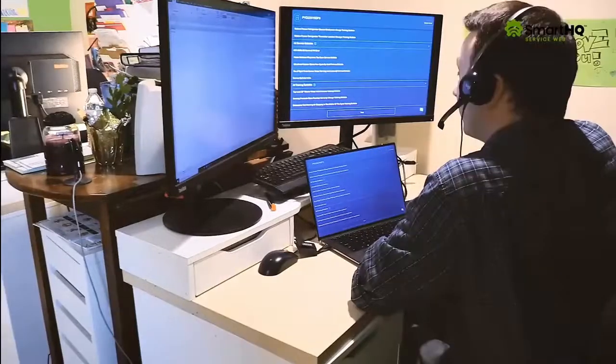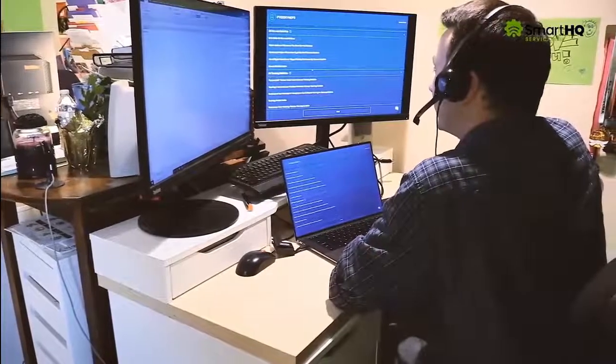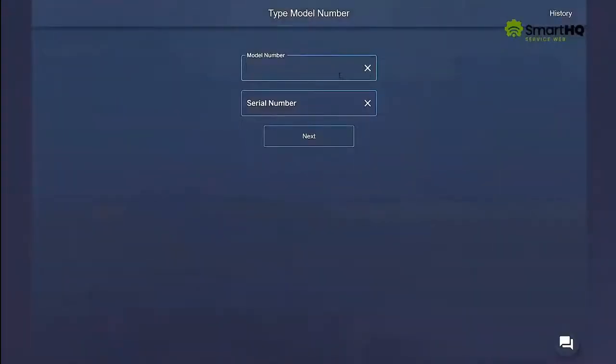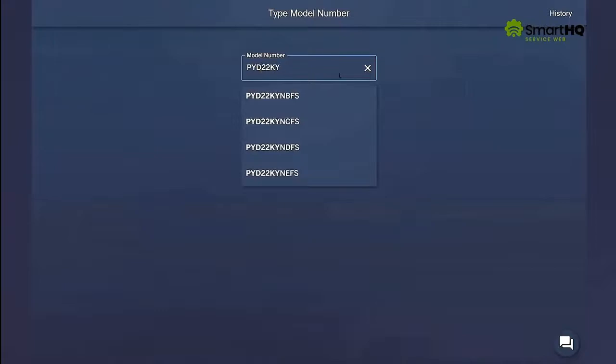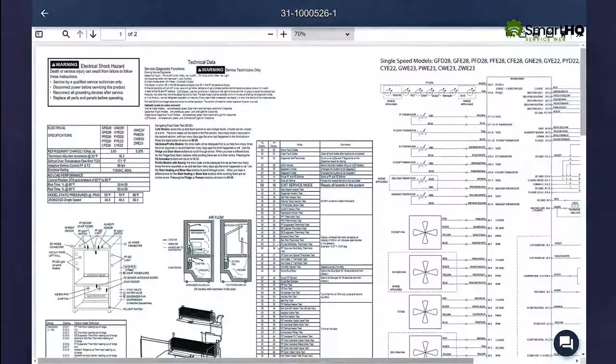Hello, everyone, and thank you so much for joining me. My name is Juan Morales, Senior Staff Field Application Engineer for SmartHQ Service here at GE Appliances. We are very excited to bring you the newest addition to the SmartHQ Service family of products, SmartHQ Service Web. Designed to be used in an office environment, SmartHQ Service Web promotes 2 core business functions to support service managers and in-house technical support personnel. One is the ability to quickly and easily access service documentation by simply entering a model number.